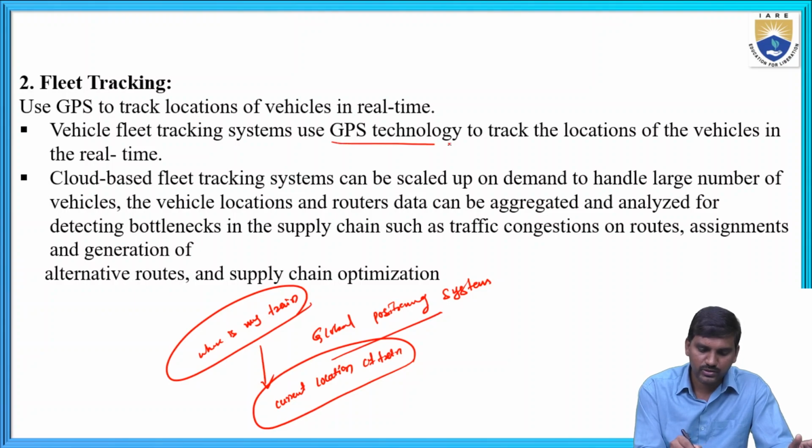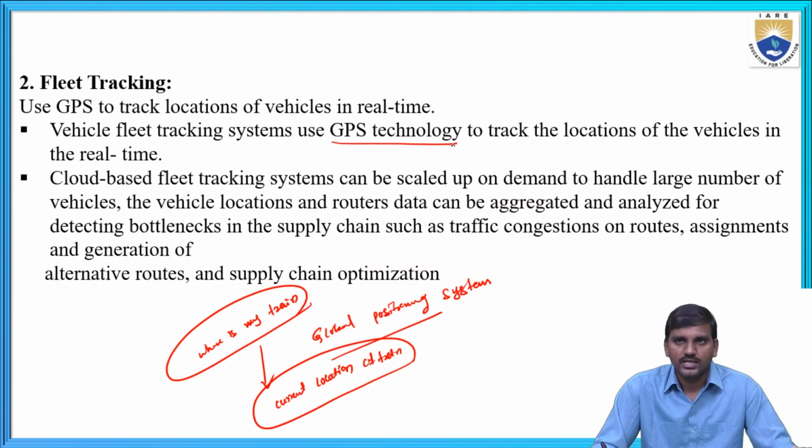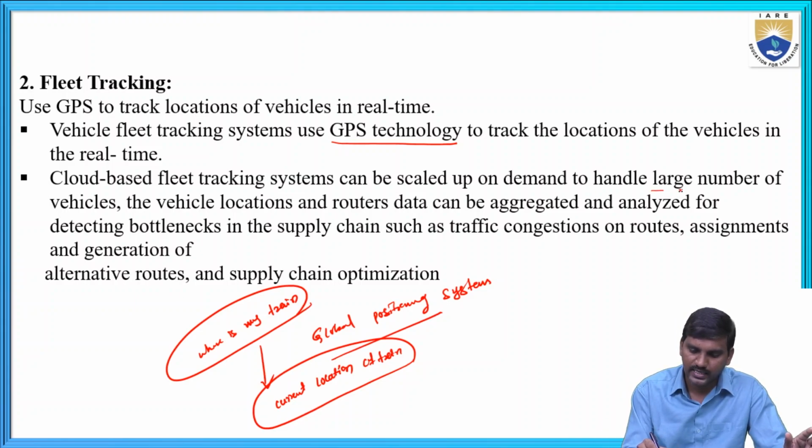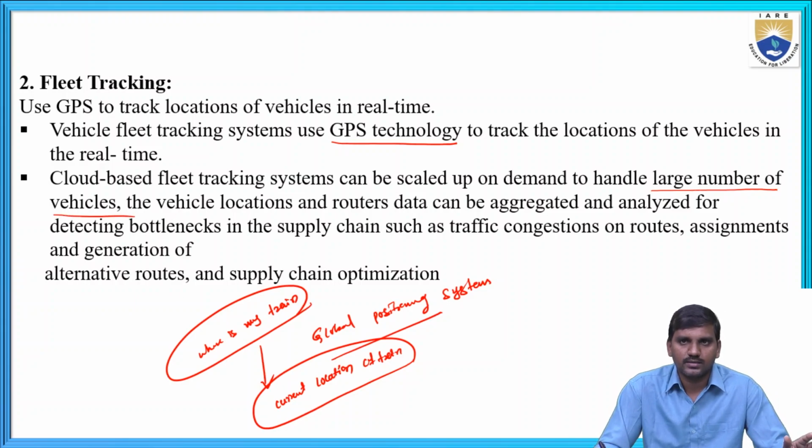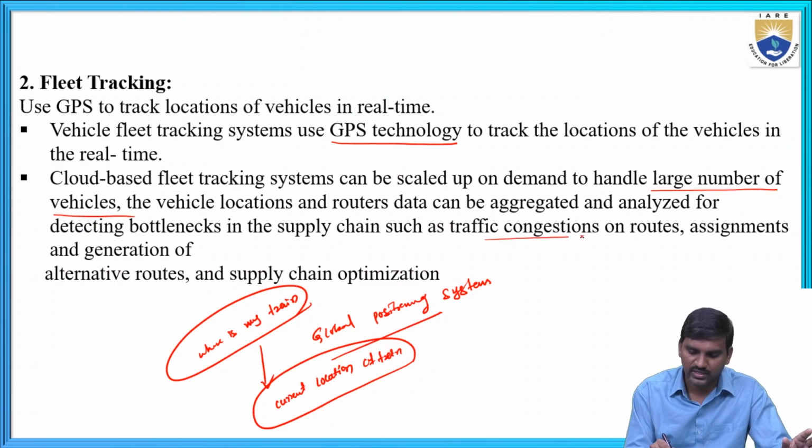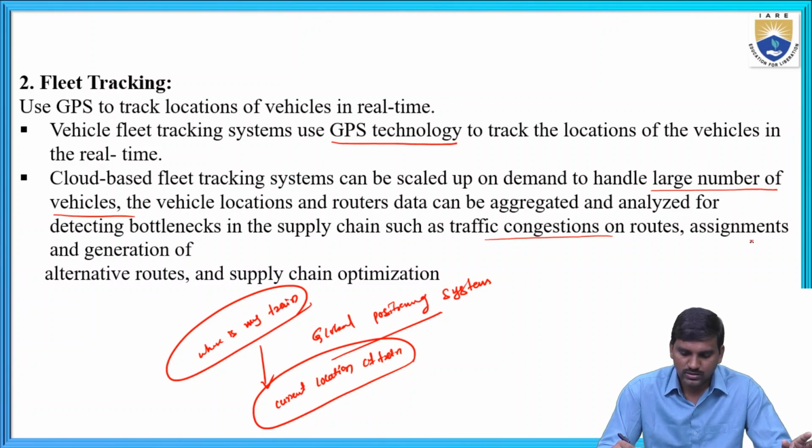The system uses global positioning system technology to track the locations of the vehicles in real time. The best example for that is the Where Is My Train location app. A cloud-based fleet tracking system can be scaled up on demand to handle a large number of vehicles. The vehicle location and route data can be aggregated and analyzed for detecting bottlenecks in the supply chain, such as traffic congestion on routes, and for assignments, generation of alternative routes and supply chain management.